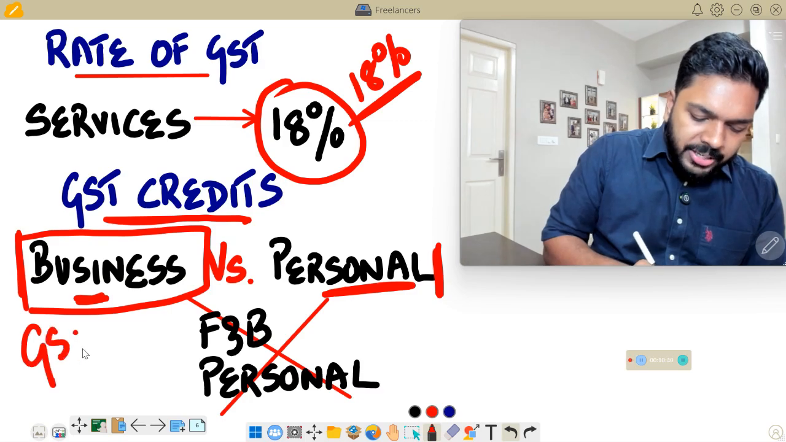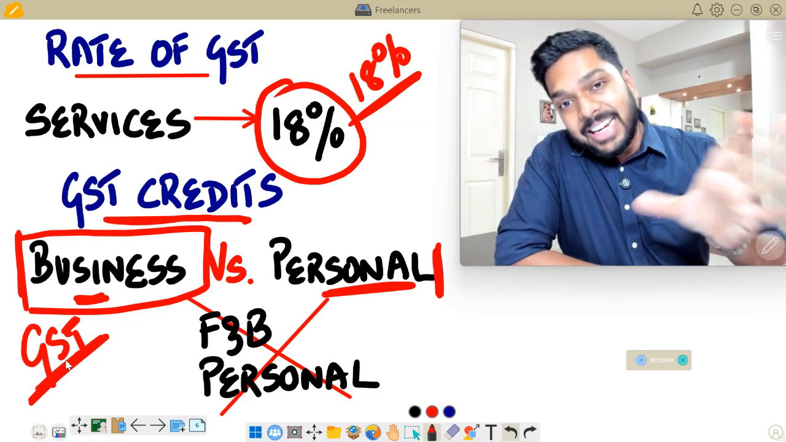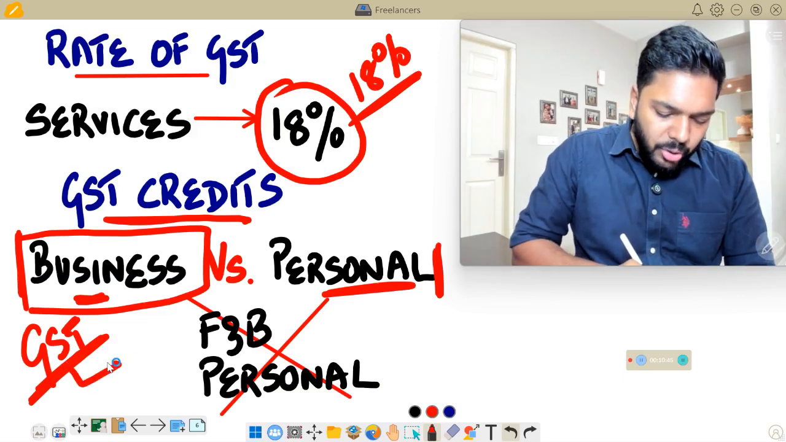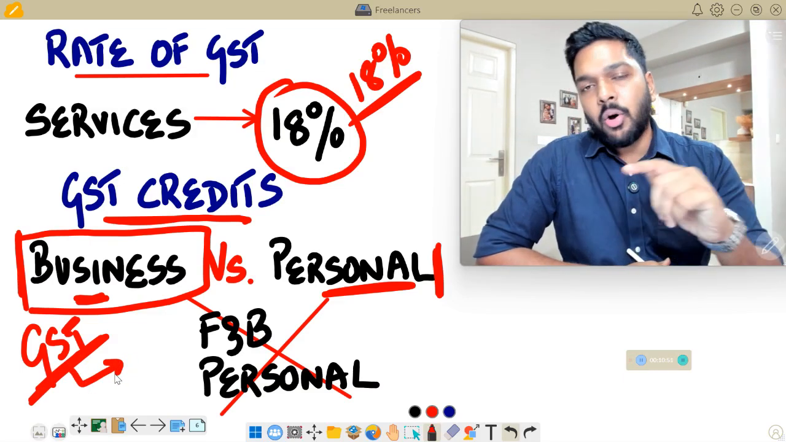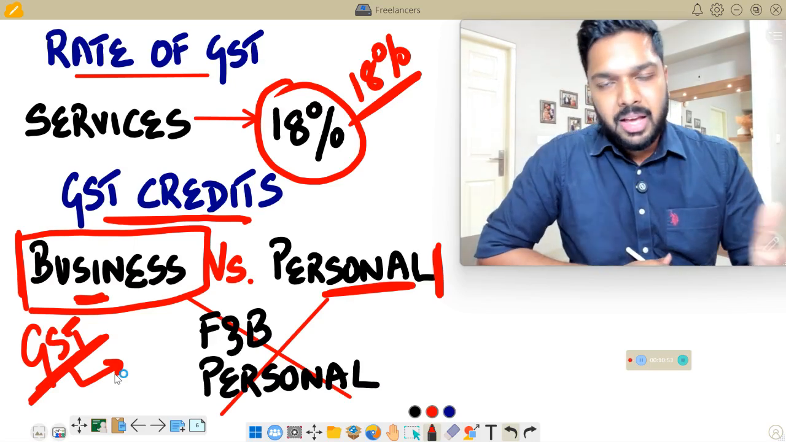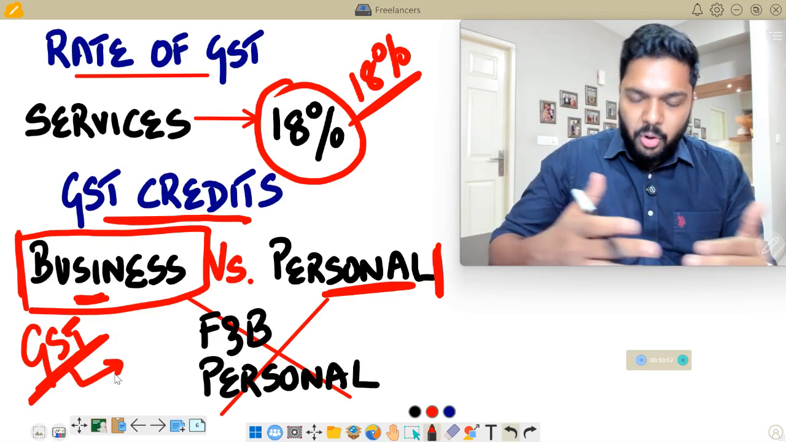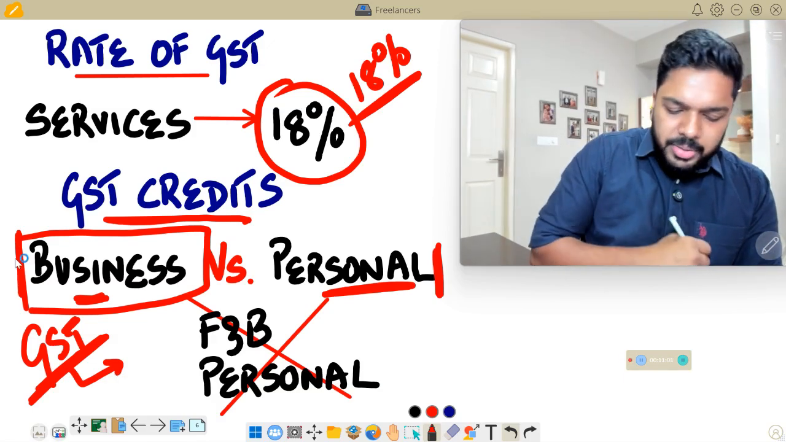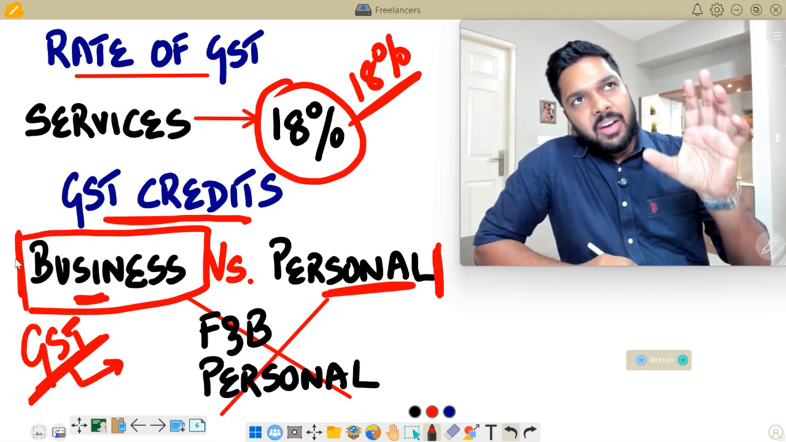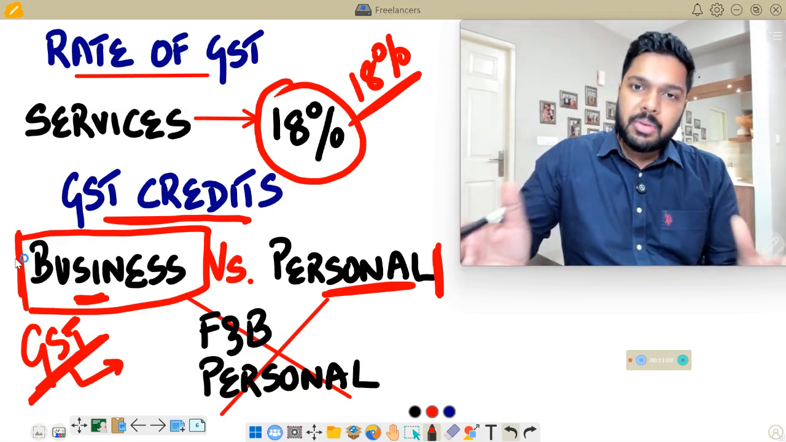And whatever GST you incur on those business expenses, you can take a credit of the same, and that credit you can utilize against the GST liability on your sales. That set of provisions is applicable under GST, and this is what is applicable for any taxpayer registered under GST. So find out what is your business expense, what is your personal expense, and within your business expense, find out what are your eligible credits and what are your ineligible credits.